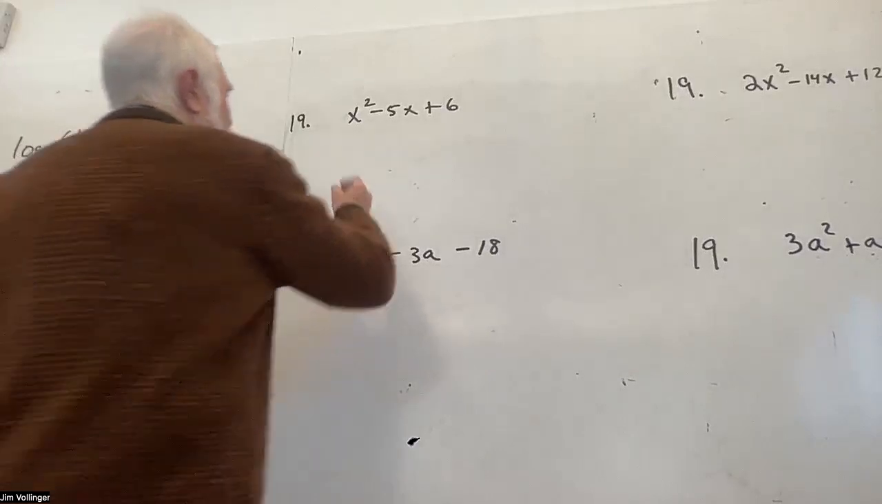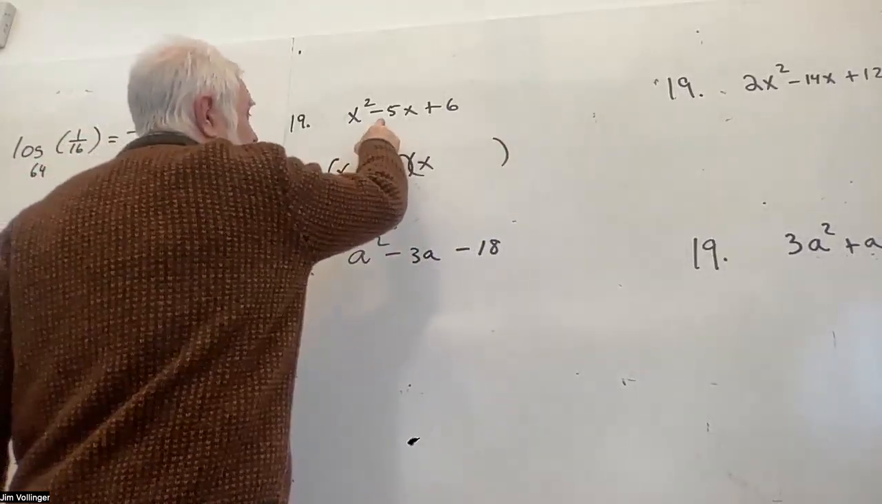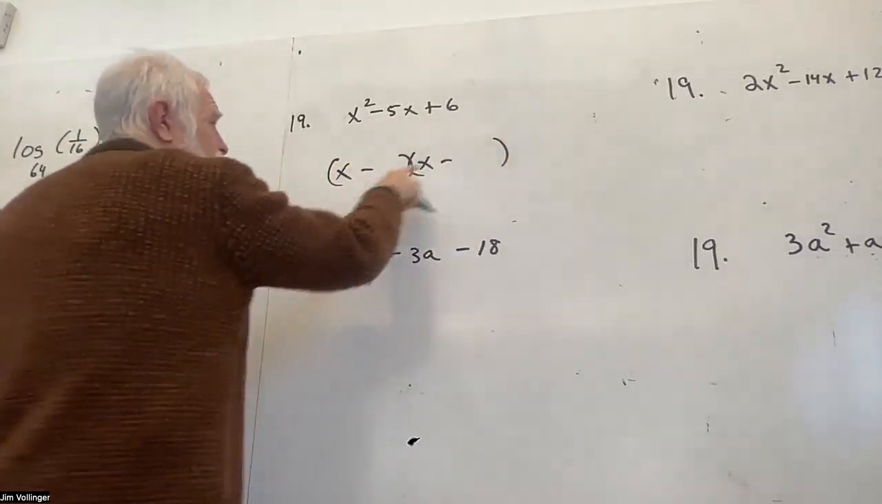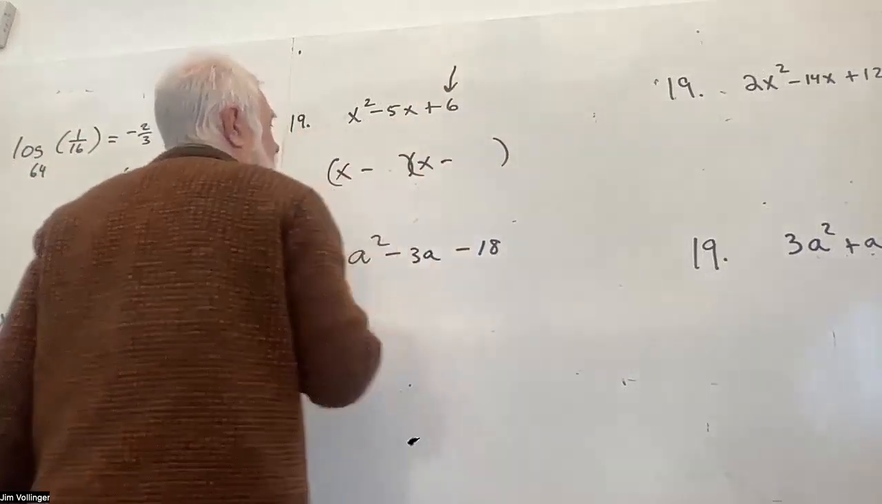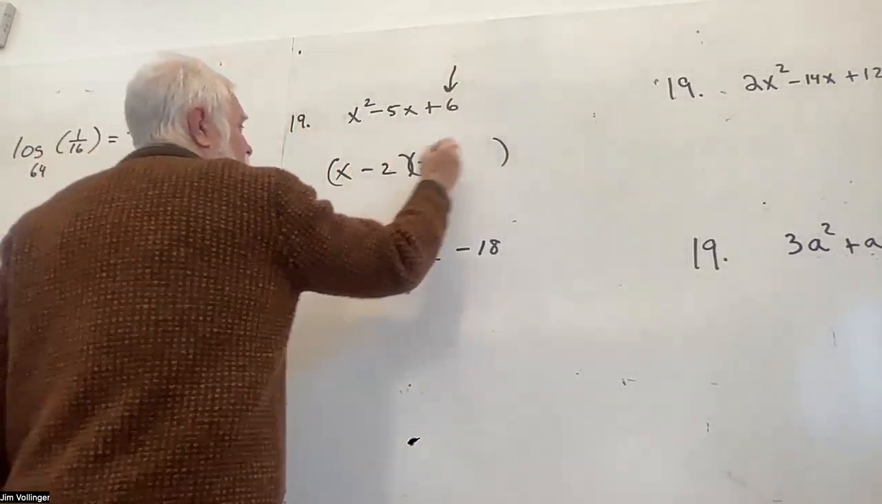All right, so what do we have here? We got a parentheses times a parentheses. Middle term's negative, end term's positive. It's got to be minus minus. Minus times a minus is a plus. Right? 2 numbers that multiply out to 6 and add up to 5. 2 and 3.